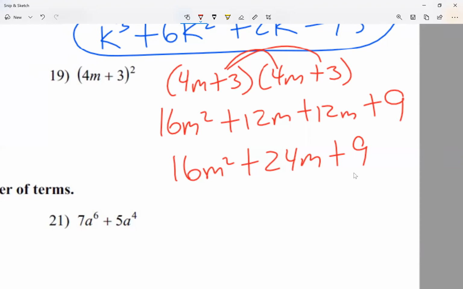A common mistake is that people just distribute the 2. And people get 16m squared plus 9, but that is not correct. So do not get confused. Instead, write the parentheses twice.